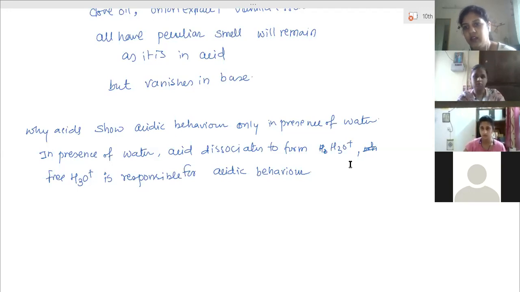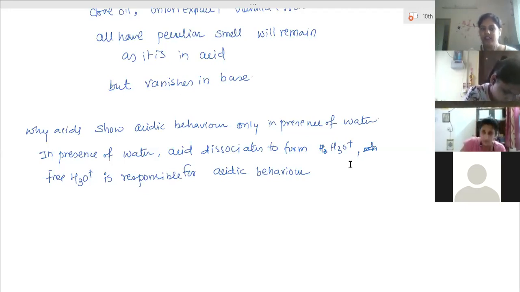So what is the reason? What is the H plus ion doing? You have to write that: they do not dissociate to form H plus ions. Now why the H plus ion is necessary, that also you have to mention. H plus ions, that is hydronium ions, are responsible for acidic behavior, and glucose or alcohol dissolved in water do not produce hydronium ions. Therefore, they do not show acidic properties.